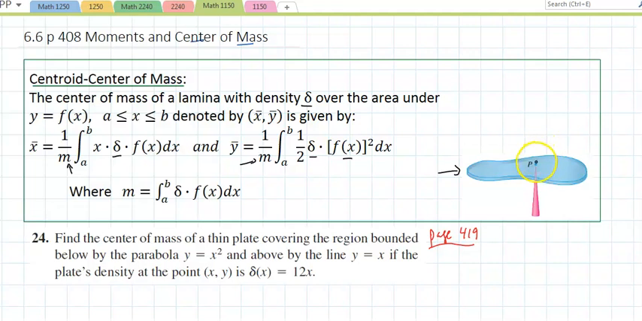So, this point right here is where you find the balance for this specific lamina, in which if you put a pin and you put it flat, it will balance out.